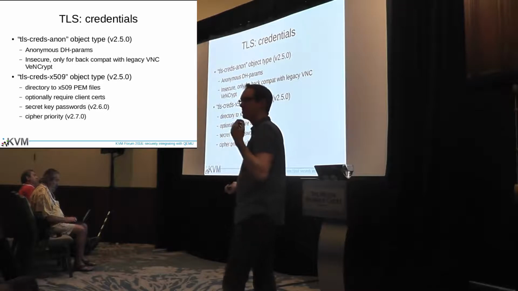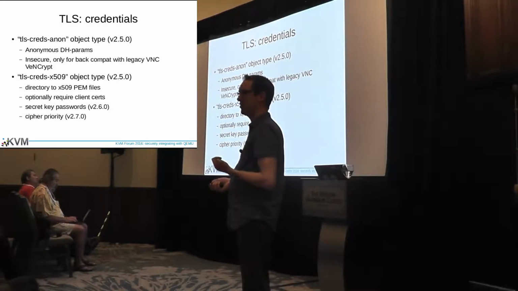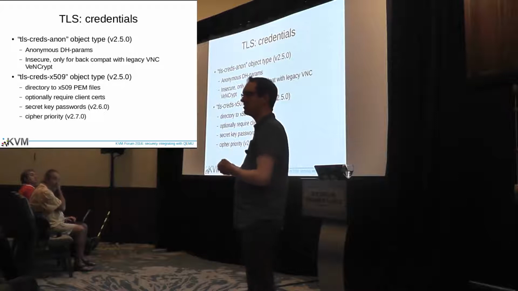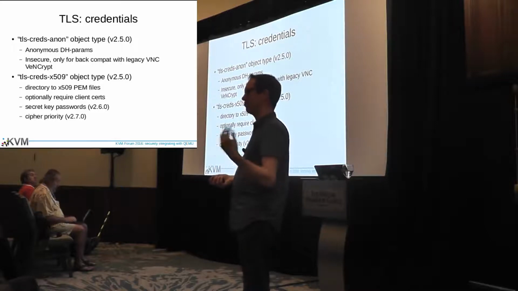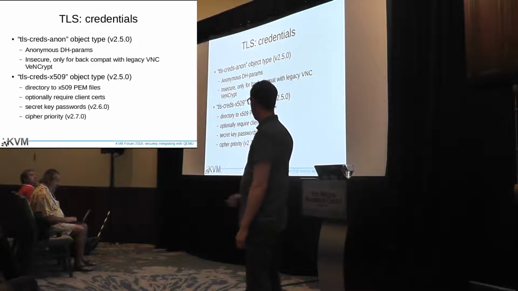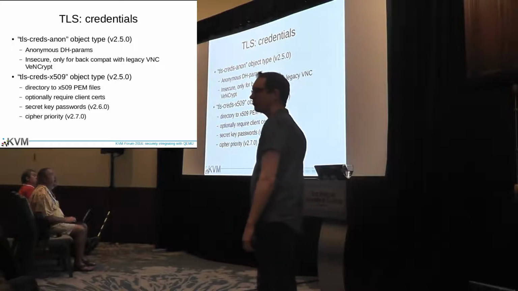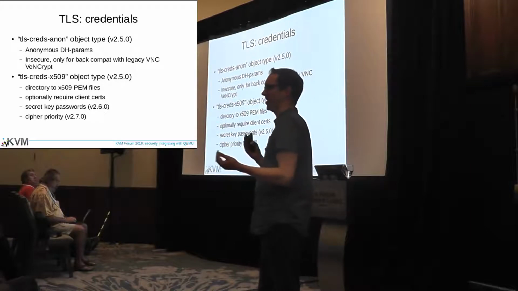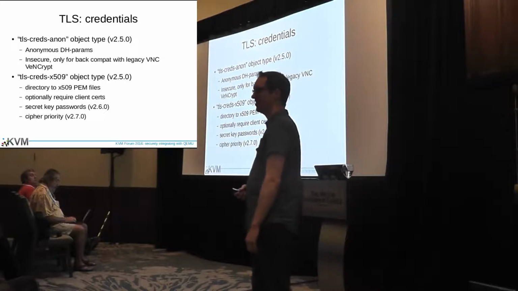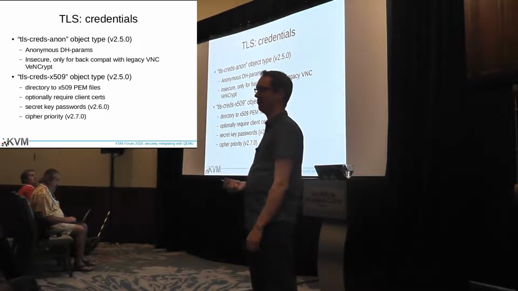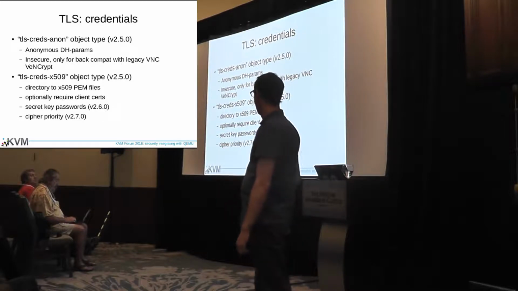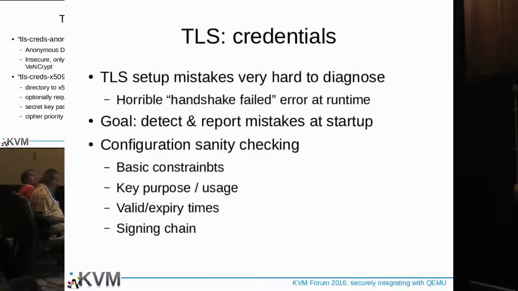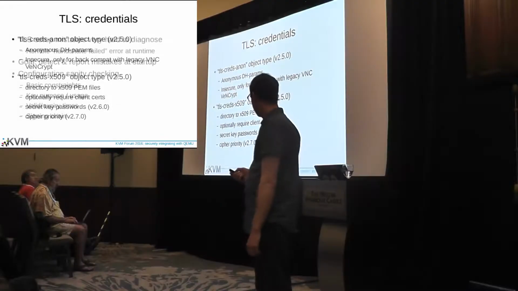I mentioned on the previous slide that you can now give QEMU a private key that's encrypted, so you don't have to have your private keys lying around in plain text on disk. And most recently, in this forthcoming release, you can now set the cipher priority. So there's ever-changing guidance on what are the best cryptographic ciphers and modes to use with TLS. So no single hard-coded default is suitable for all. So we can now configure that as needed without having to do any code changes.